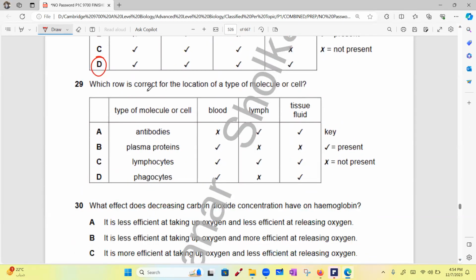Okay, which row is correct for the location of a type of molecule or cell? Where is Kenzie? Yes, doctor. Tell me. They did not talk about proportions. They are talking about the type of molecule present in the blood and the lymph and the tissue.